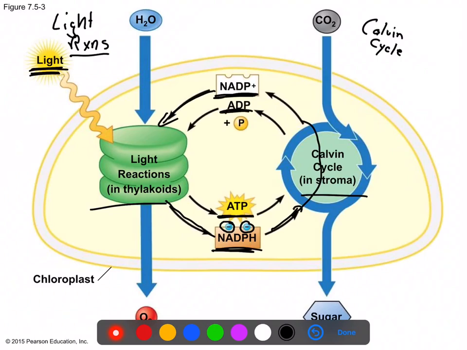ATP is doing the same thing. ATP is cycling between high energy ATP and lower energy ADP, right? It drops off energy at the Calvin cycle, goes back, and picks up energy in the light reactions.